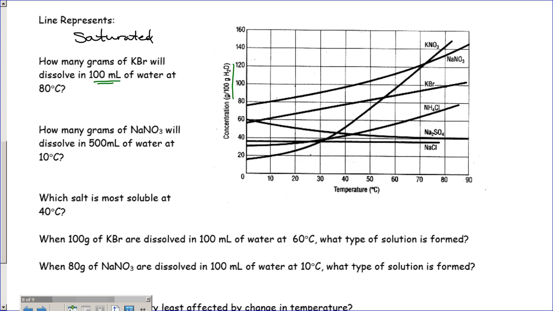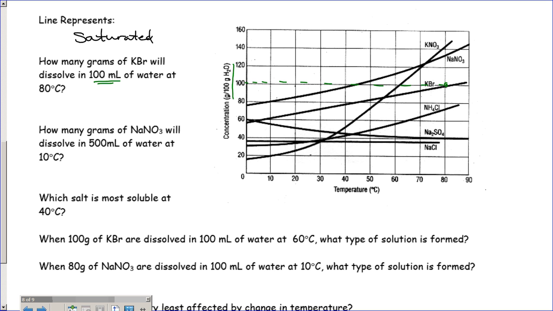So what are we going to do here? We're going to find the temperature 80 degrees Celsius, and we're going to find the saturation line for potassium bromide, which is right here. So if we follow that 80 up to the potassium bromide line, there's the point on the line. That point represents a saturated solution. So now we're going to read that point over.